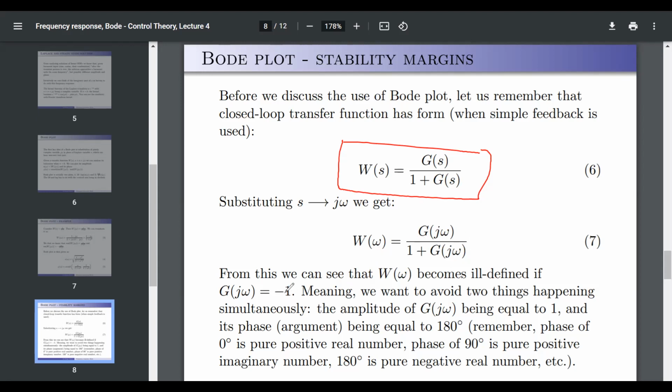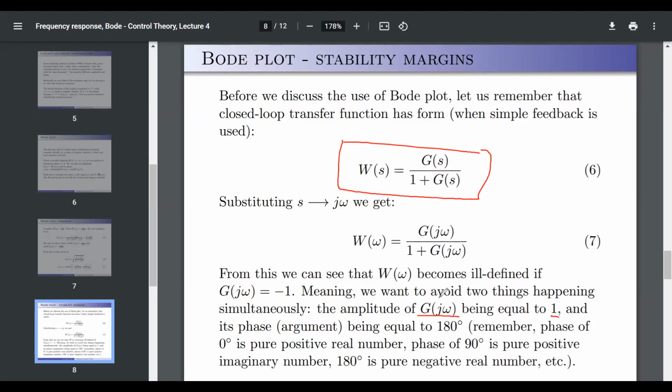So what does it mean for g to be -1? Well, the amplitude of this function would have to be equal to 1. Remember, we draw the amplitude on one of the plots. The amplitude will be equal to 1. So what is 1 on a logarithmic scale? Do you remember? 0. Yes, exactly. 1 on a logarithmic scale is 0.